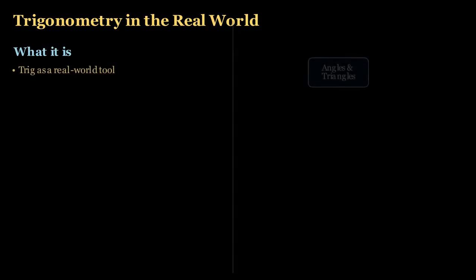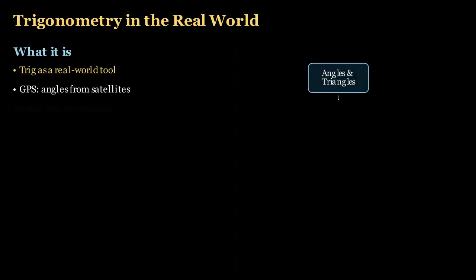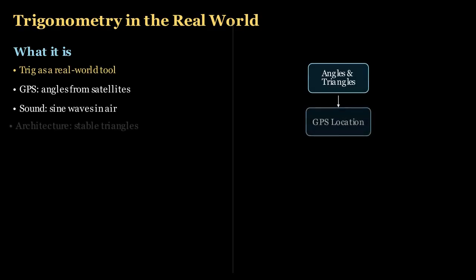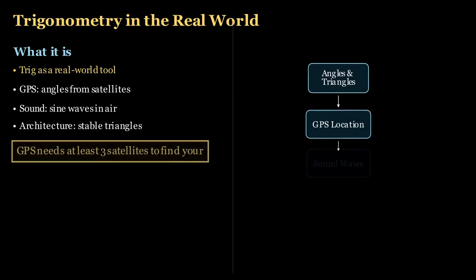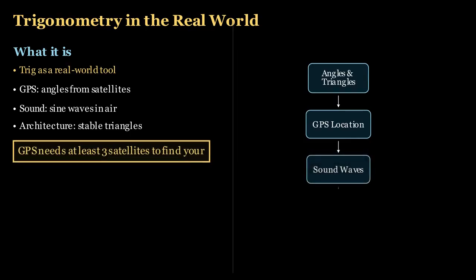Trigonometry isn't just triangles on paper. It's the hidden tool inside your phone's GPS, the shape of a sound wave from a guitar, and the reason a bridge doesn't fall down. We use the same sine and cosine from the unit circle.